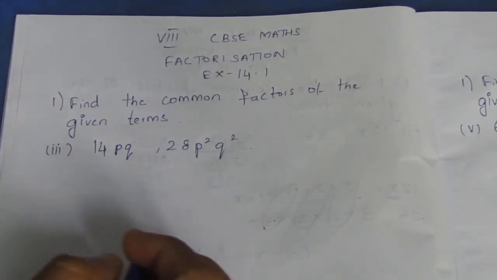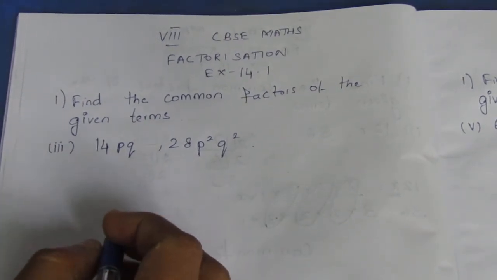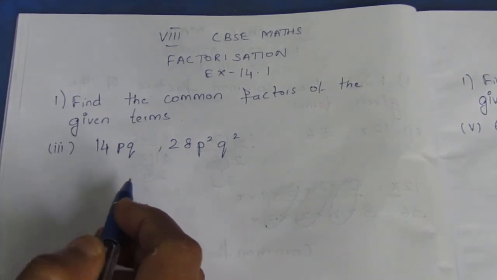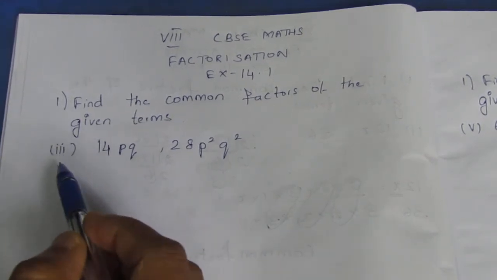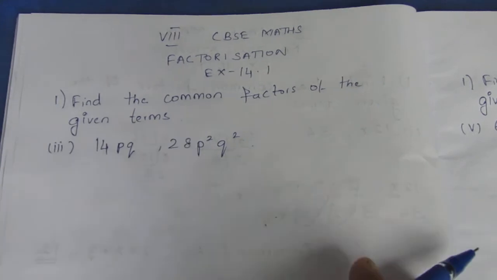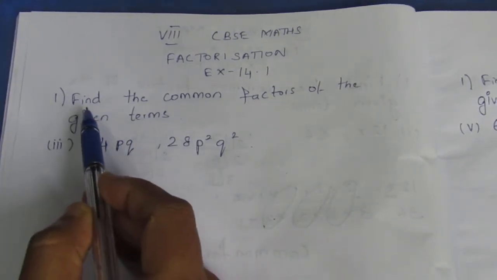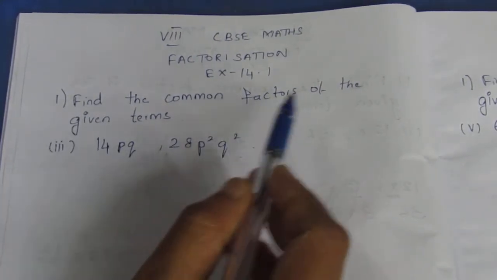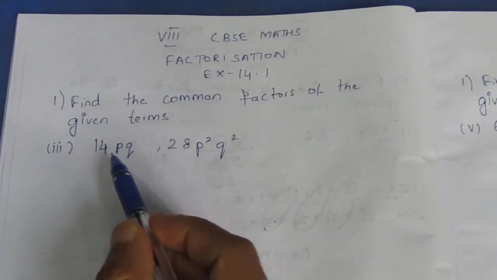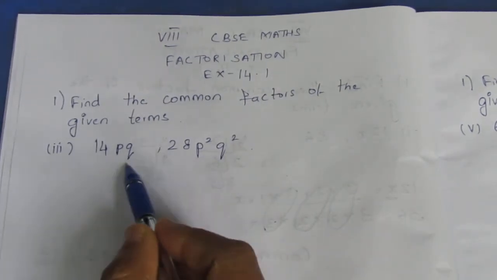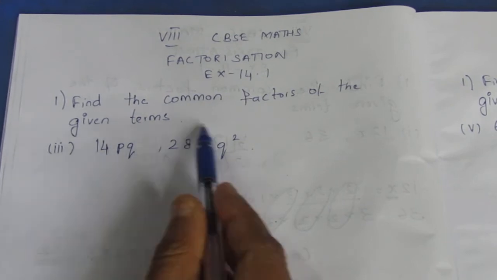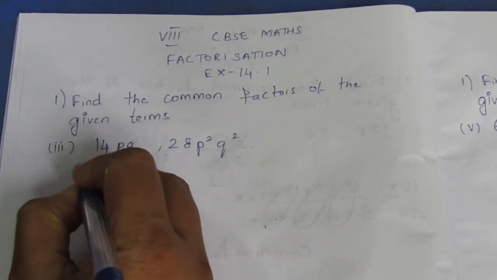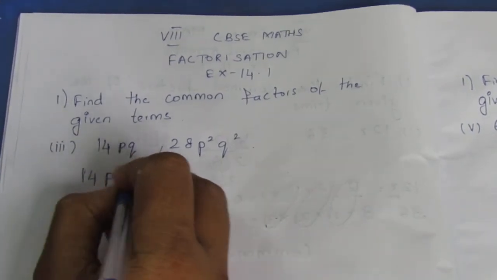Today we are going to see 8th CBSE Maths Factorization exercise 14.1. In that first question, third and fourth subdivision we are going to see in this video. Let's see the question. Find the common factors of the given terms. Here we are going to find the common factors for these two terms. Let me write the first term.